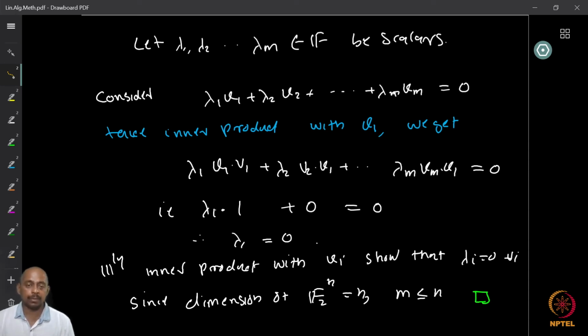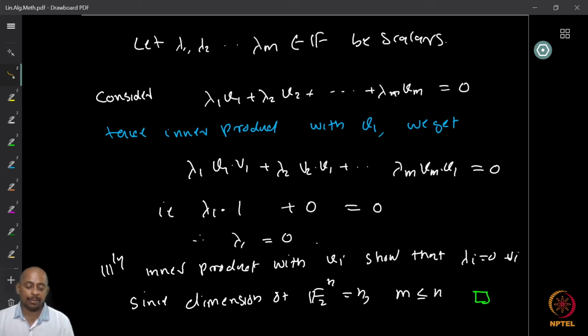To prove this, let us use the inner product. We have lambda 1 v1 plus lambda 2 v2 plus etc. lambda m vm equal to 0. Now take the inner product on both sides of the equation with v1. So lambda 1 v1 dot v1, lambda 2 v2 dot v1, etc., lambda m vm dot v1. It is equal to 0 dot v1, which is 0, because 0 is the zero vector.